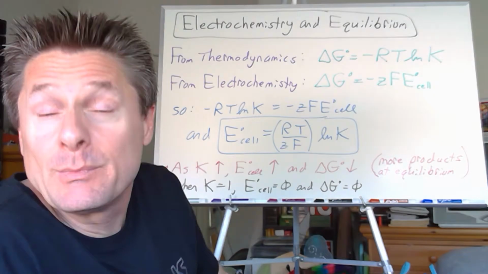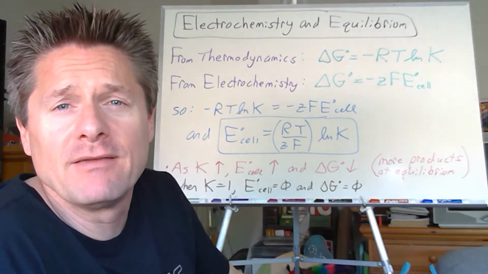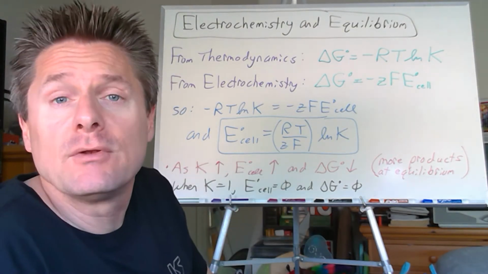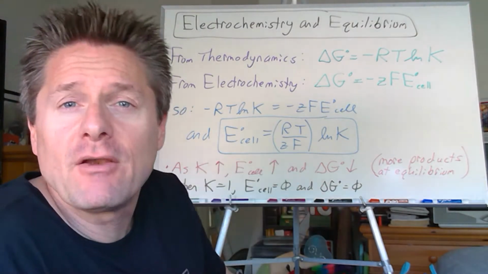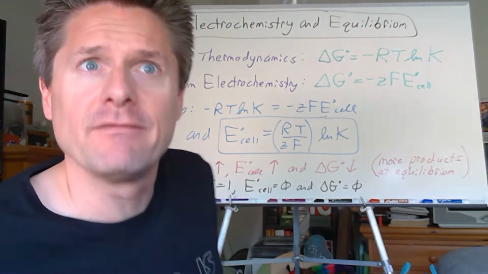Temperature has to be in Kelvin, obviously, because R is in Kelvin, commonly at 25 degrees Celsius, but not always. Z is the electron number, unitless. That's the number of electrons transferred between the anode and the cathode. And F is Faraday's constant, 96,485 coulombs per mole, something akin to that. I'll give you all of those.